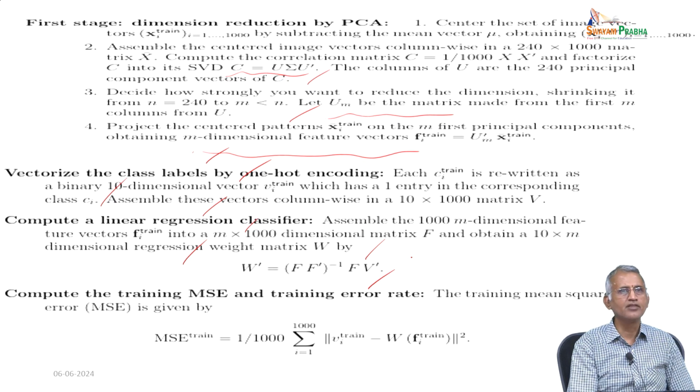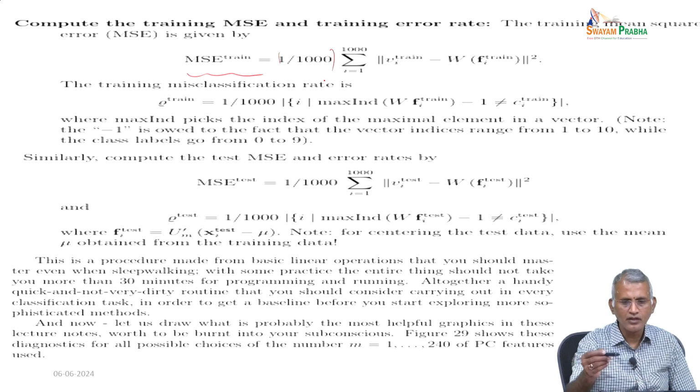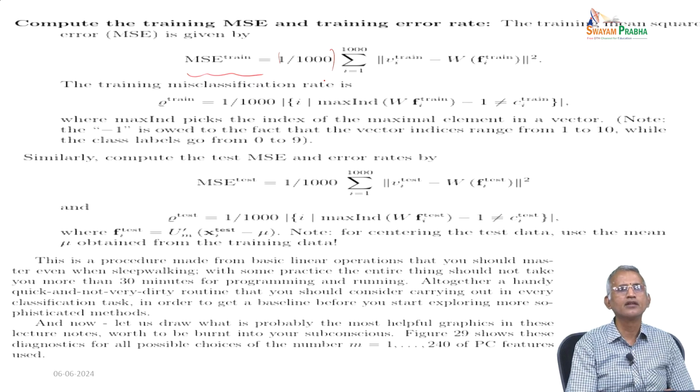So the training mean square error is given by MSE train equal to 1/1000 times the summation i from 1 to 1000 of the norm of v_i train minus W f_i train, squared. And compute the train MSE and training error rate. The training mean square error is MSE train equal to 1/1000 times the summation i equal to 1 to 1000 of the norm of v_i train minus W f_i train, squared.